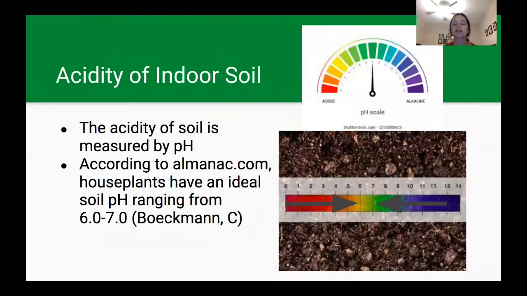So first, the acidity of indoor soil. As we know, the acidity of soil and other things is measured through pH. And according to almanac.com, houseplants in indoor soil have an ideal soil pH ranging from 6.0 to 7.0.